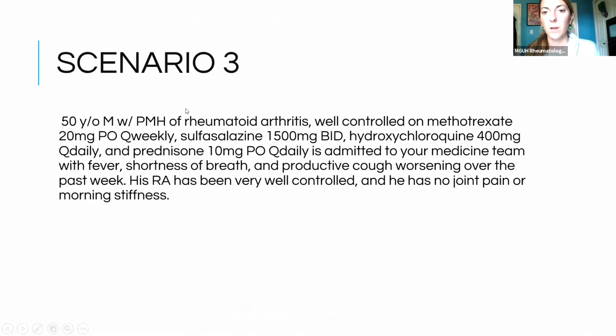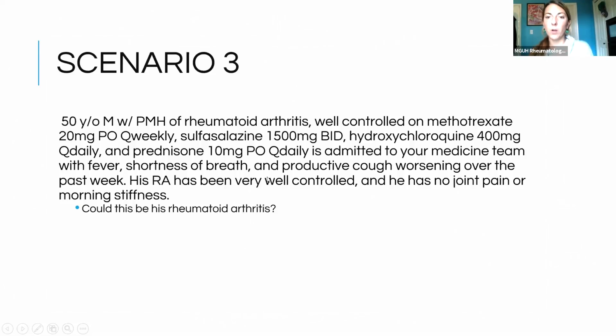All right, last scenario. You have another gentleman with RA, well controlled on methotrexate, sulfasalazine, and hydroxychloroquine, and a bit of prednisone. He comes in with fever, shortness of breath, and productive cough times 1 week. RA is under good control. He has no joint pain or morning stiffness. So question number 1 that we usually get when folks with an autoimmune disease come in with something else is, oh, could it be their autoimmune disease?